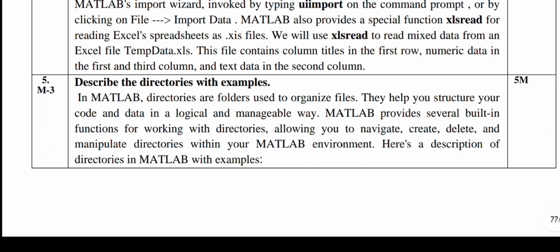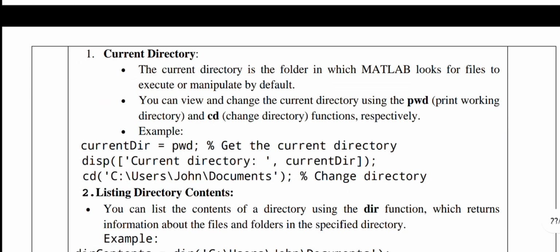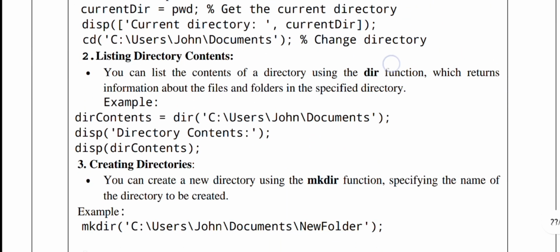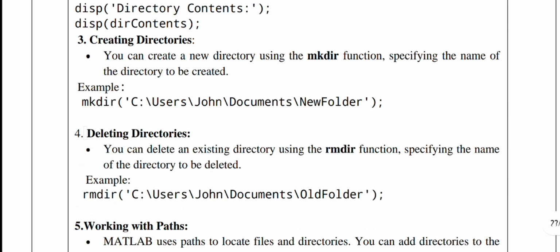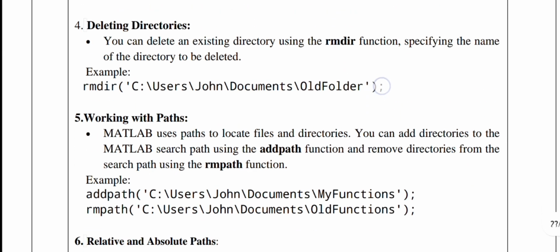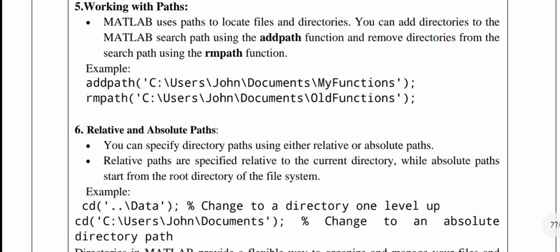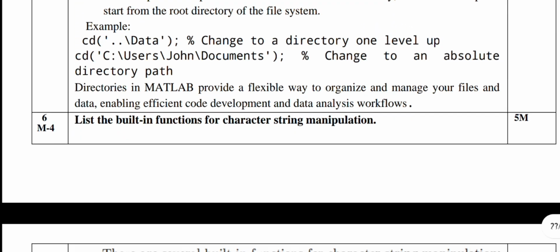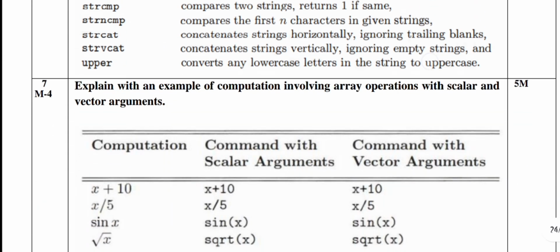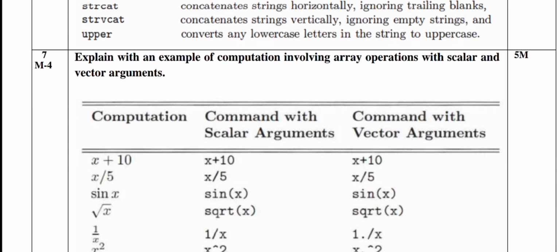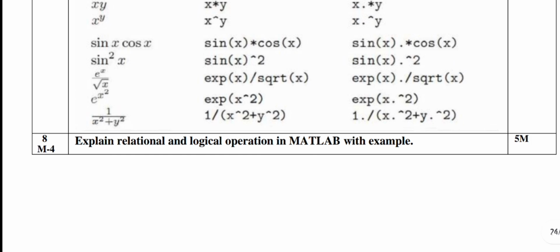Describe directories with examples: the current directory, listing directory contents, creating directories, deleting directories, and working with paths, relative and absolute paths. List the built-in functions for characters and string manipulation. The seventh one is explain with an example computing involving arrays, operations with scalar and vector arguments. Explain the relational and logical operations in MATLAB with examples.